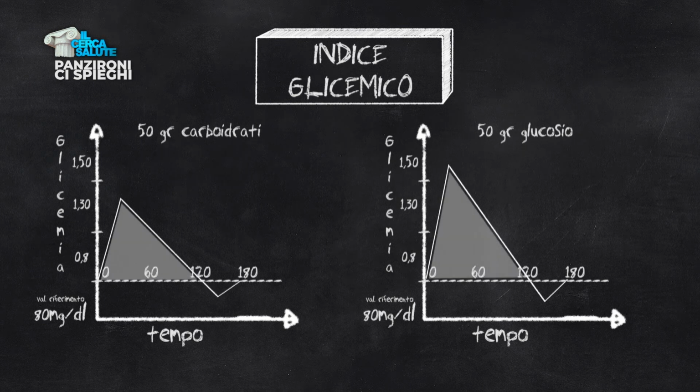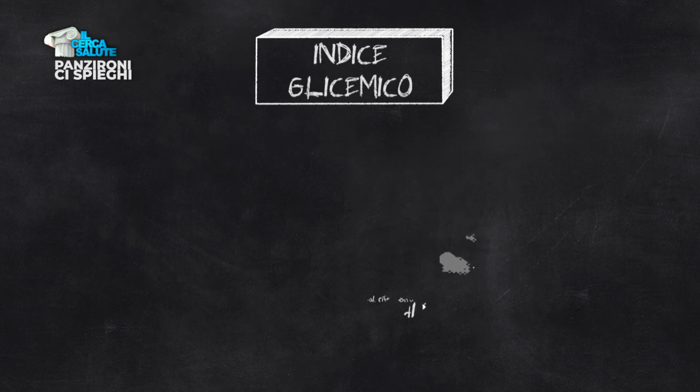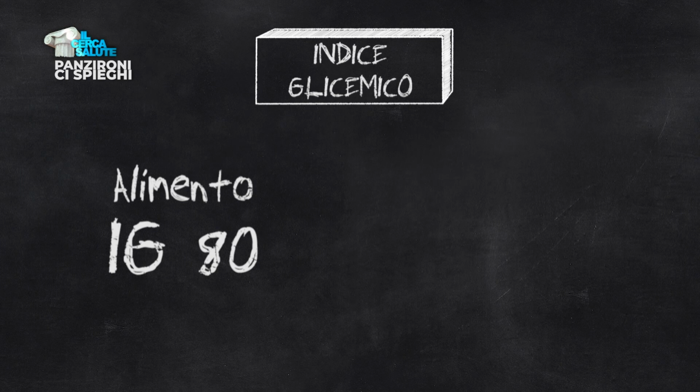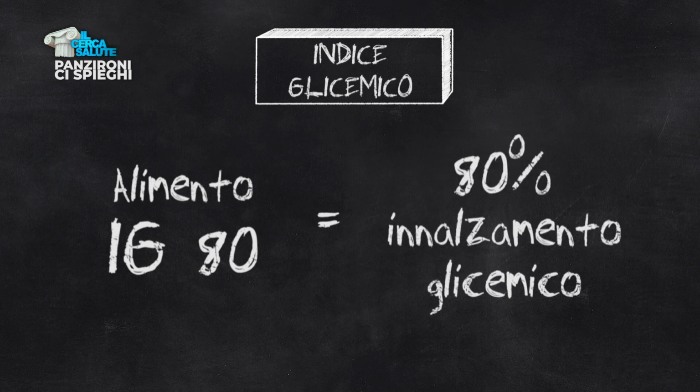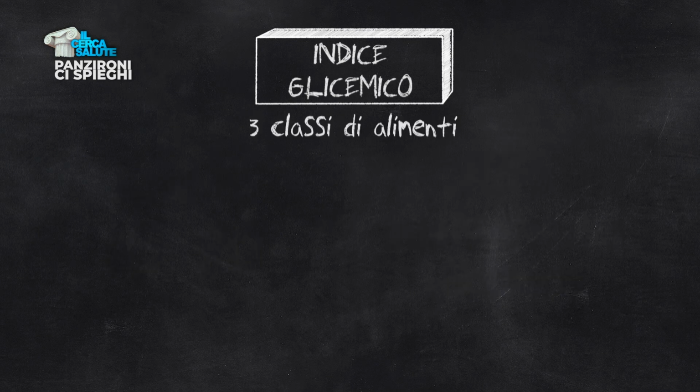The size of the area of the triangle highlighted in the graph is related to the size of the area coming from the test performed with the intake of 50 grams of glucose. So if a food has a glycemic index of 80, it means that it induces 80% of the glycemic rise that glucose would have produced. Foods are divided into three classes.